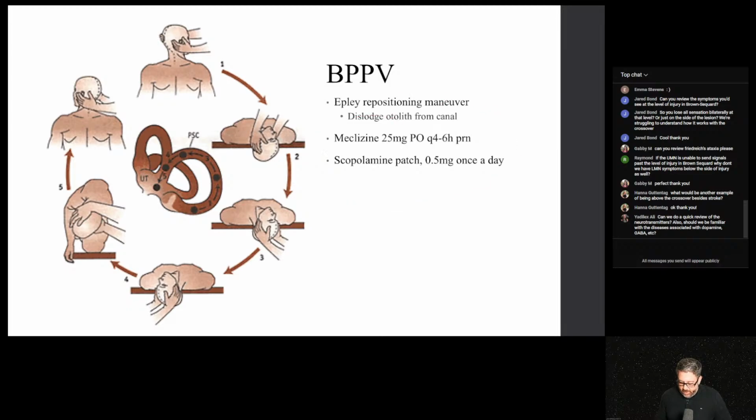Again, BPPV is just meclizine and scopolamine. Just remember those two.